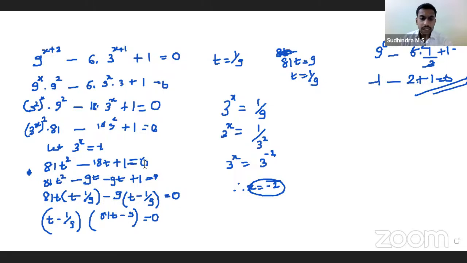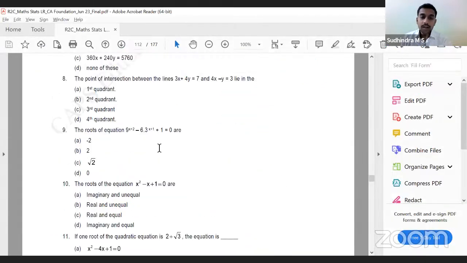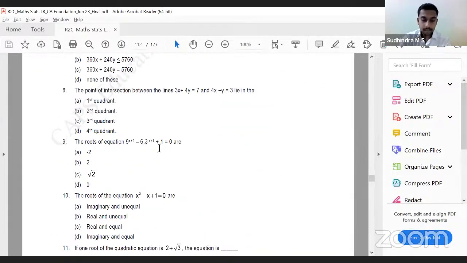Question number 10. The roots of the equation are imaginary and unequal. Once it is imaginary, there is no concept of equal. It cannot be equal. So obviously, it should be unequal.